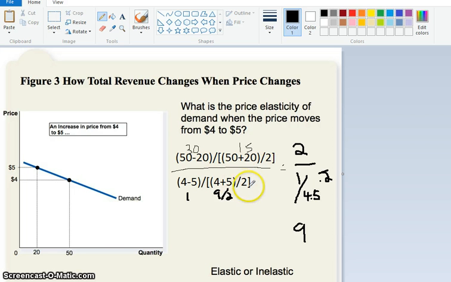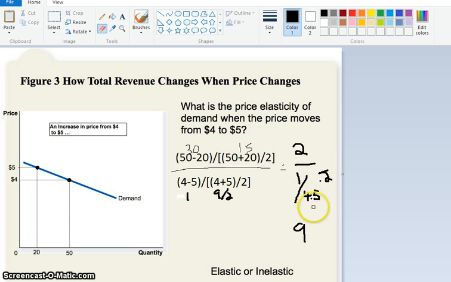I'm not going to talk a lot about how I did this, but I set the 50 and the 4 as my Q and P2 respectively, the 20 and the 5 as my Q and P1, and then I worked it out. Notice 50 minus 20 is a positive 30, but 4 minus 5 is a negative 1, but I ignored the negative. The negative means absolutely nothing to us. We don't care about it. Again, demand curve is always negatively sloped, so one of the two is going to be negative no matter how you set it up. So I worked it out.